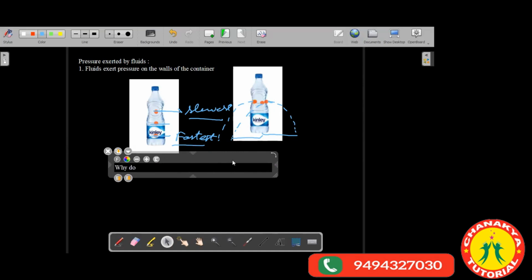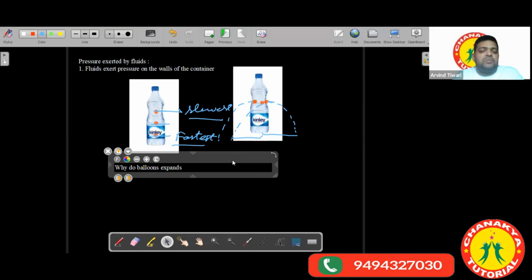Because the more air we put into it, it keeps putting force on the walls of the balloon, so it keeps expanding. Yeah, so balloons expand because of the air inside it.